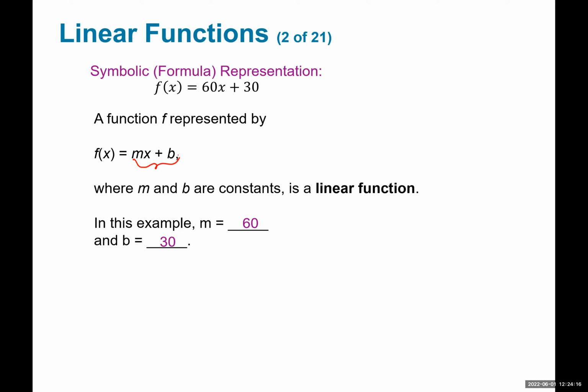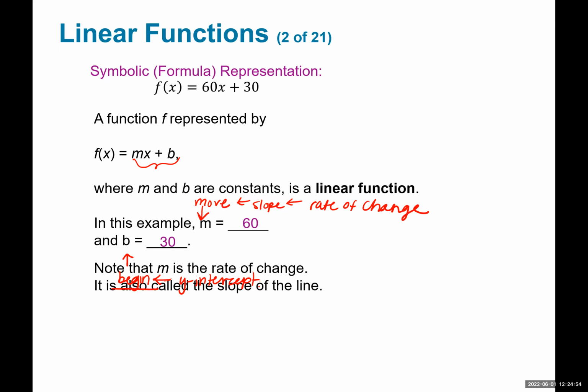M is how we move. We move 60 miles per hour. The b is where we begin. We begin at 30 miles north of the border. So I'm going to say b is where we begin, m is how we move, AKA the slope, AKA the rate of change. This b, beginning, AKA y-intercept. This is where we are on the y-axis, meaning when x is 0, where are we already?